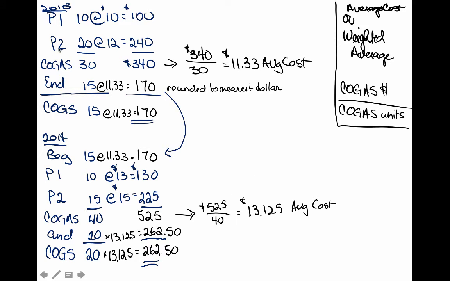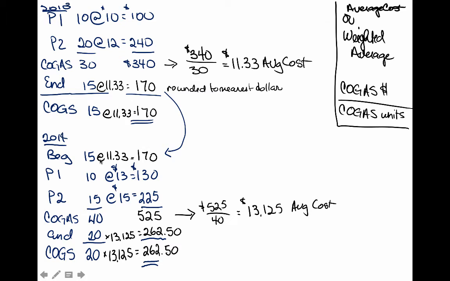Same facts as before. Two purchases in the first year, meaning we have 30 units available at $340. So the average cost, COGAS dollars over COGAS units, is $11.33 is the average cost. So the ending inventory and the cost of goods sold are both valued at $11.33, rounded to the nearest cent. Notice we must tie back to the $340.